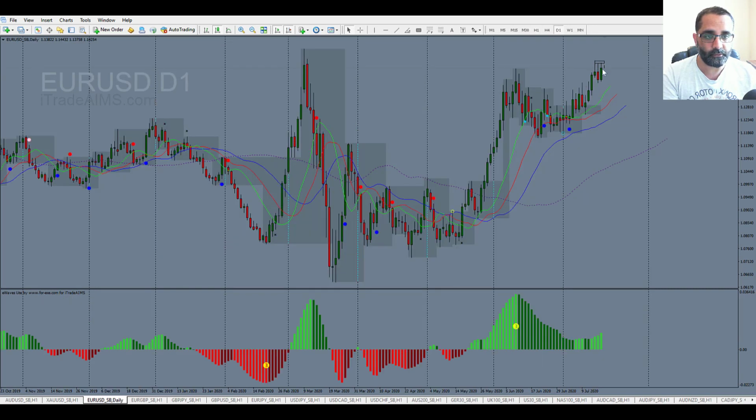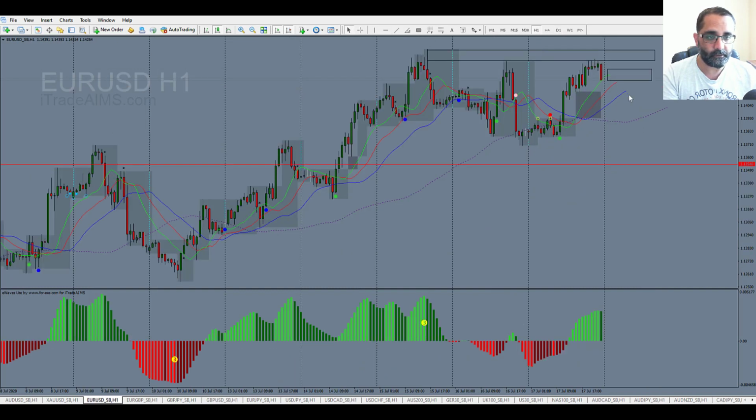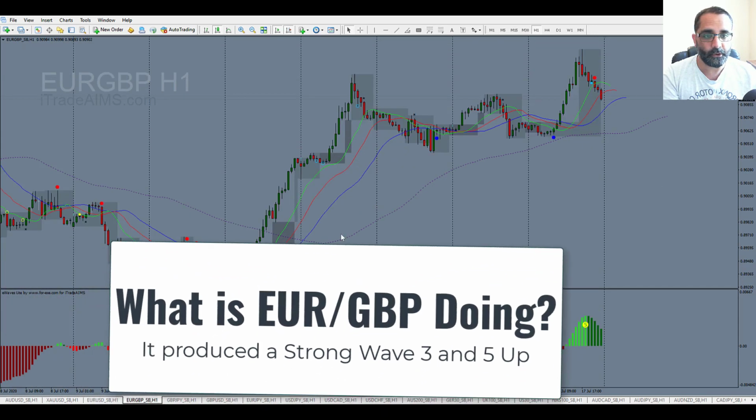If not, then you'll probably create another setup there. If it is going to do a bit of correction, then it will probably come down to this green line, which is also the box high here. So if you go there, then it can come and touch here, and we will see what it does from there. All right, so the next chart is the Euro Pound.